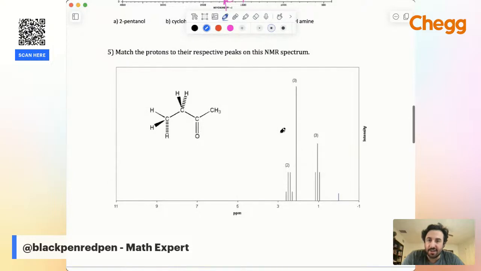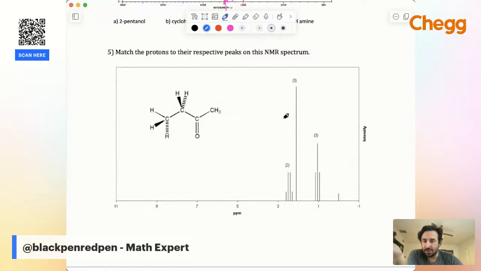All right, match the protons to their respective peaks on the NMR spectrum. So let's do one more NMR. Actually, I think I have another one too after this. But once again, we're talking about chemical shift, integration, and splitting patterns. That's all we need to worry about right now.